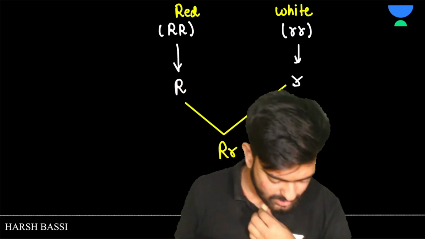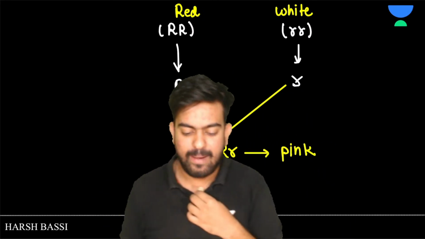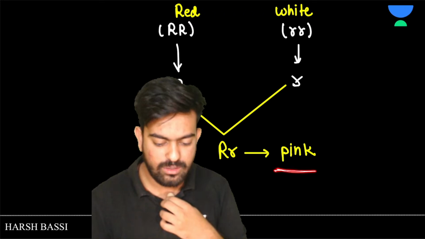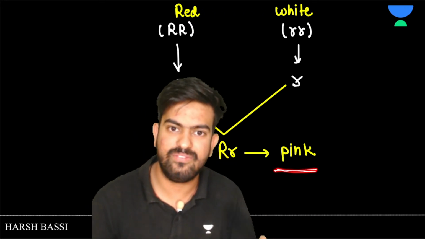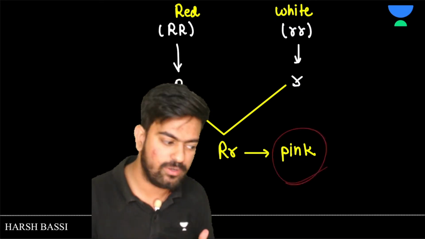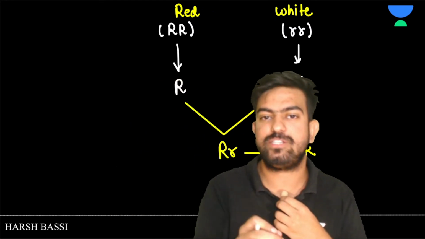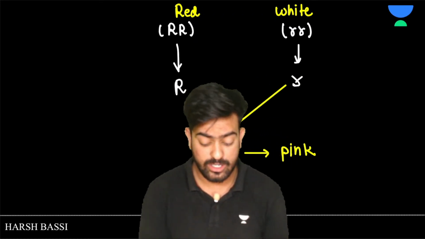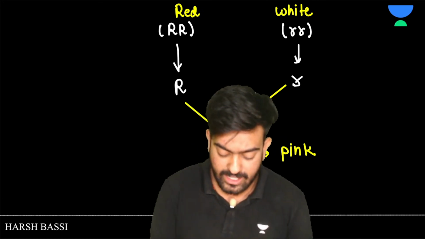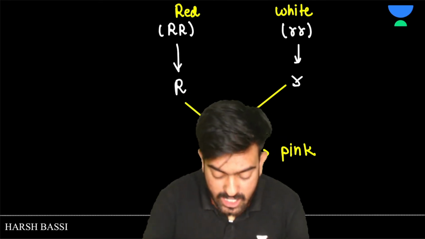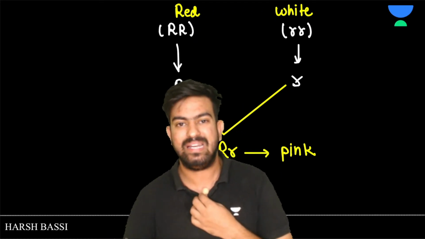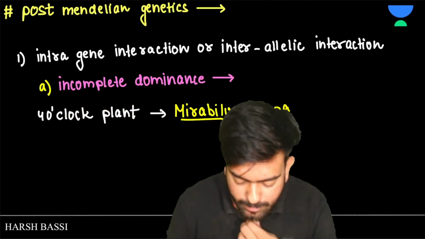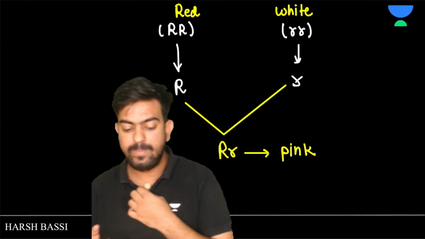Okay, everyone? Okay? Chalo. So, capital R and small r is giving here the pink phenotype. This was supposed to give the red phenotype, but it gave pink phenotype. So, this is the case of incomplete dominance, in which this dominant allele is a little bit suppressed in the presence of this particular recessive gene. This is not a normal case. This is an exceptional case. So, in incomplete dominance, you have to remember this example of Mirabilis jalapa.